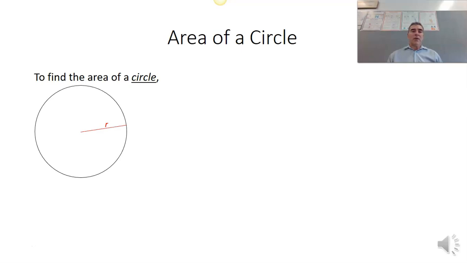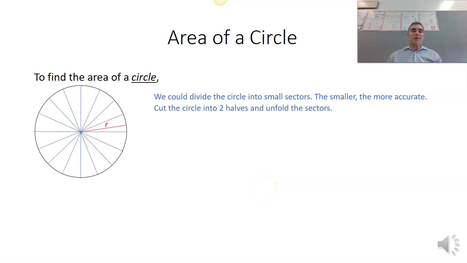Okay, so let's try and find the area of a circle. I'm actually going to show you where the formula comes from. We could divide this circle up into small sectors. Sectors are just like pieces of pizza, and the smaller we can make those, the more accurate we will be. So I'm going to cut this up into sectors.